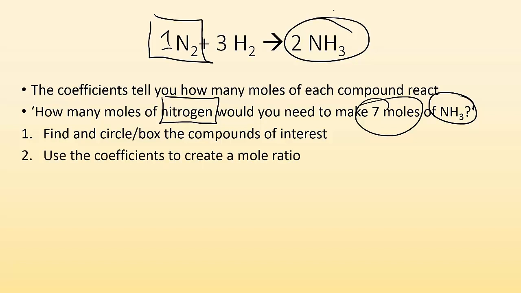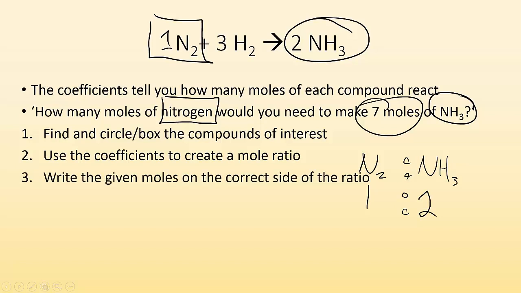Next, you're going to use the coefficients to create a mole ratio. So I can see that my N2 is going to be my 1, and my NH3 is going to be a 2. So I got a 1 to 2 ratio between these two things. So now you're going to write the given moles on the correct side of the ratio. So the given moles for this problem is 7 moles of NH3. So I got to put it on the NH3 side. So I'm going to put the 7 over here, and I'm going to put X there. I don't know how much nitrogen I need. That's what the problem's asking me to solve.